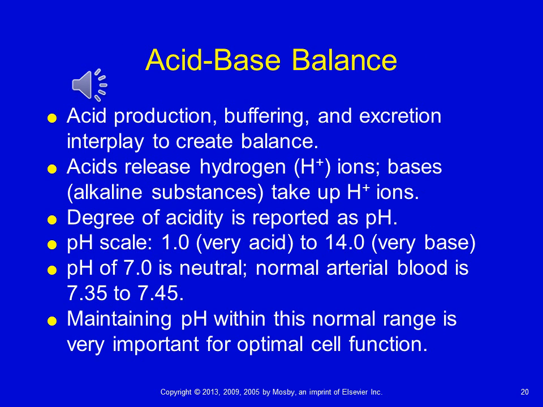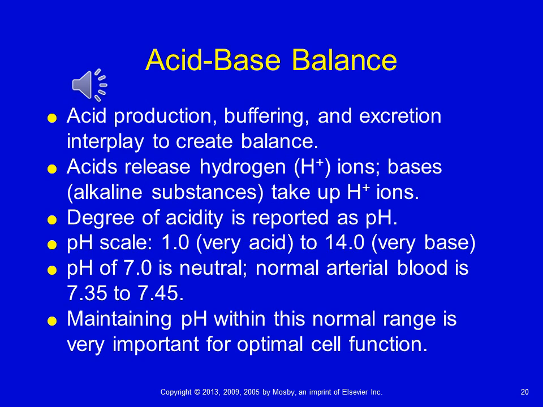For optimal cell function, the body maintains a balance between acids and bases. Acid-base homeostasis is the interplay of three processes: acid production, acid buffering, and acid secretion. Normal acid-base balance is maintained with acid excretion equal to acid production. The more hydrogen ions that are present, the more acidic the solution is. The degree of acidity in blood and other body fluids is reported from the clinical lab as pH.